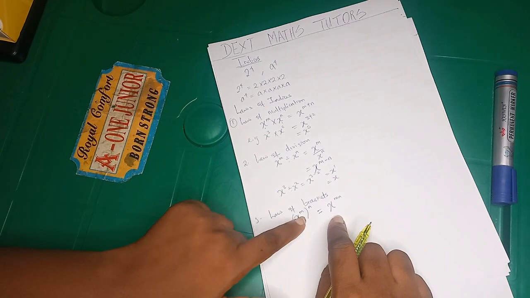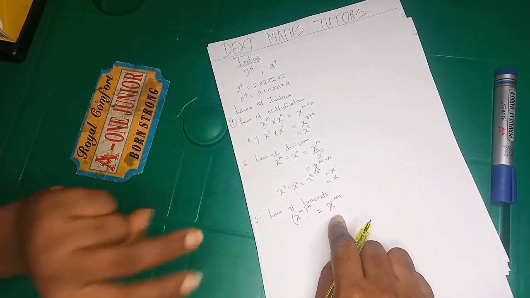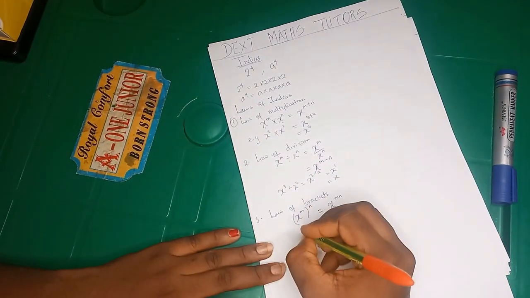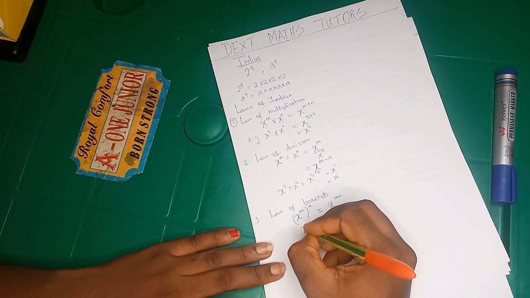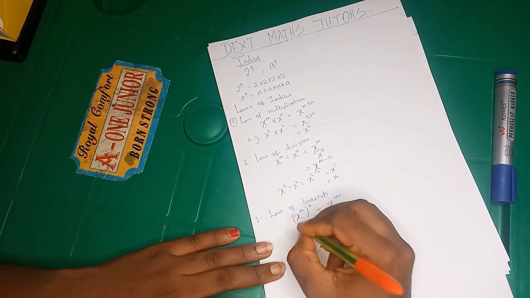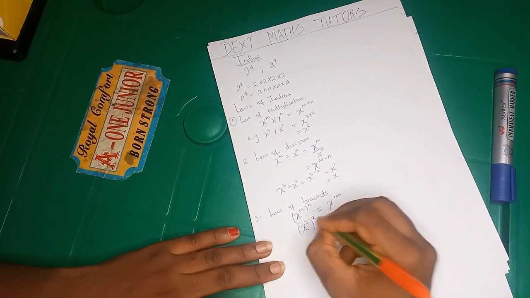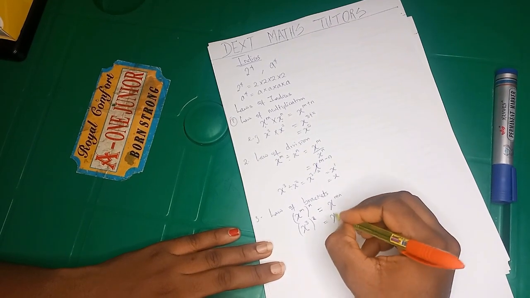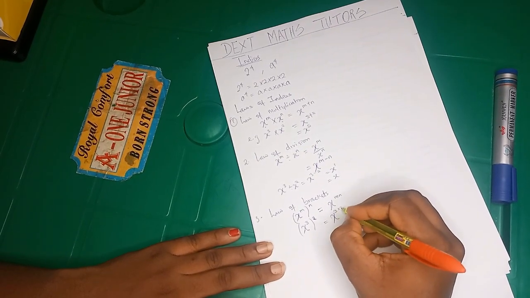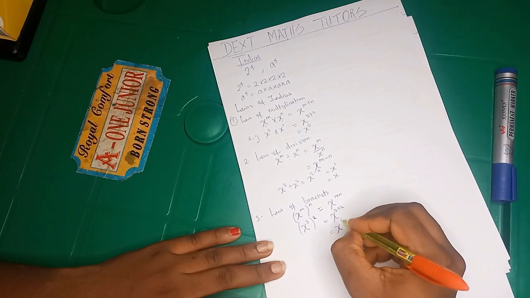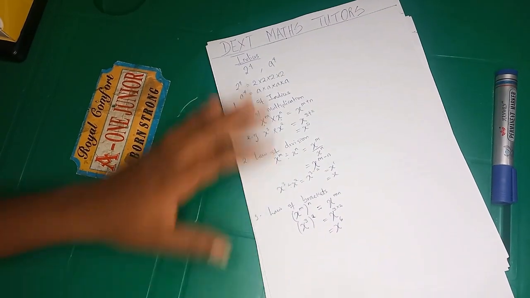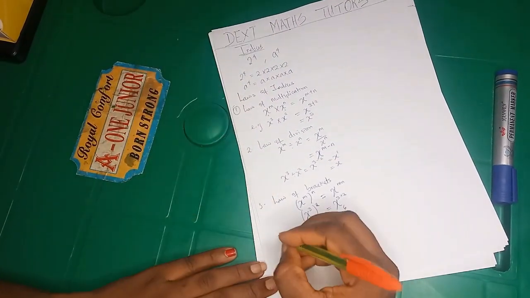Now make sure not to mix this with this. They are two different things. So for example, we have x raised to the power of 3, all raised to the power of 2. I hope you can see that. Now this automatically gives us x to the power 3 times 2, which is x raised to the power 6. That's the law. Do you understand what I'm saying? Now let's move to the next one, number 4.